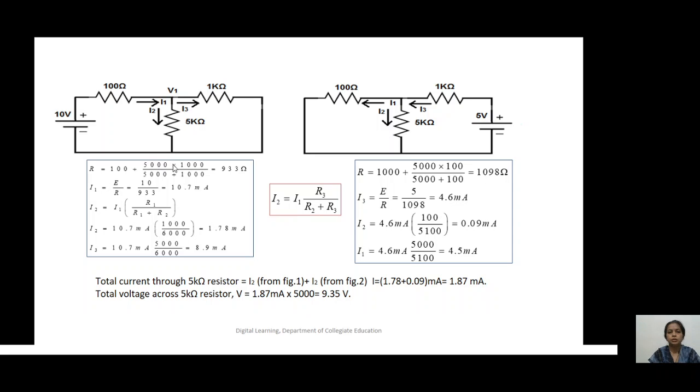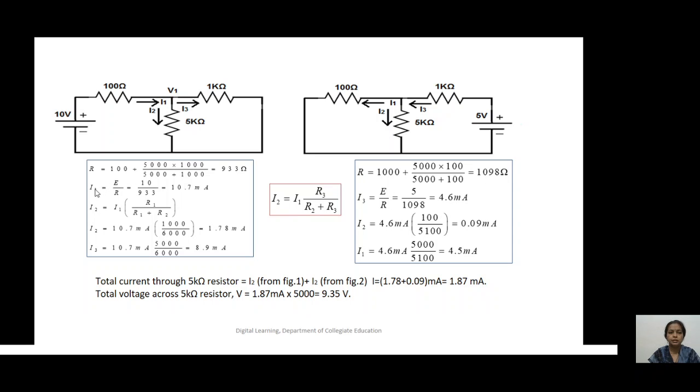So, the effective resistance is 5 into 1 divided by 5 plus 1. This combination of 5K, 1K parallel combination is in series with 100 ohms. So, plus 100. So the effective resistance is 933 ohms.